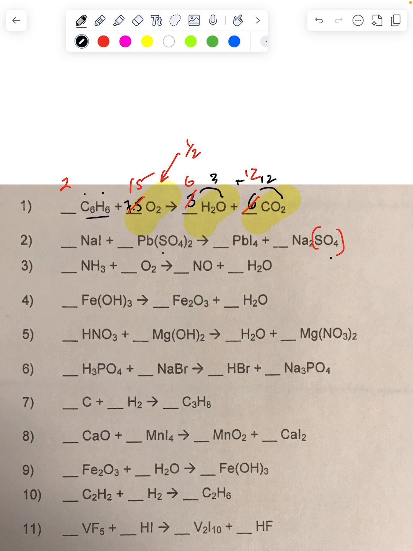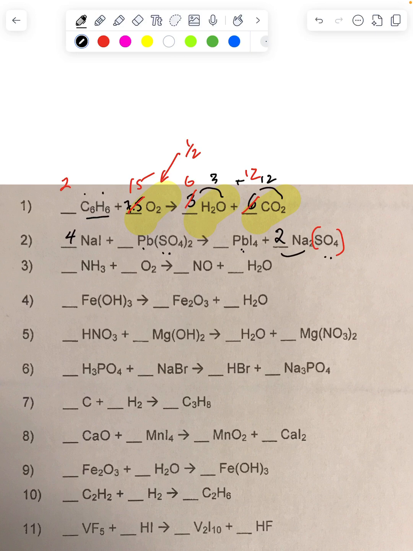Okay, let's look at the next one. Next one is sodium iodide, lead sulfate, and lead iodide and sodium sulfate. Notice that the sulfate is on both sides. This side has 2 sulfates, and this one only has 1. I'm going to go ahead and start with the lead iodide, though, because I'm going to say that it has 4 parts. I would put a 4 here in order to make the iodides 4.